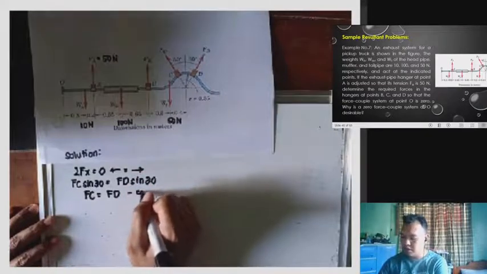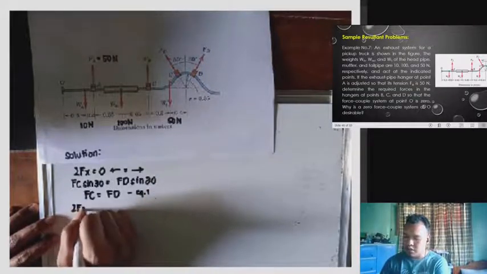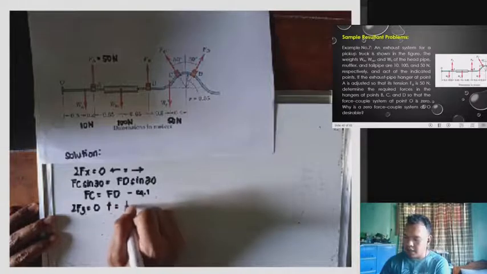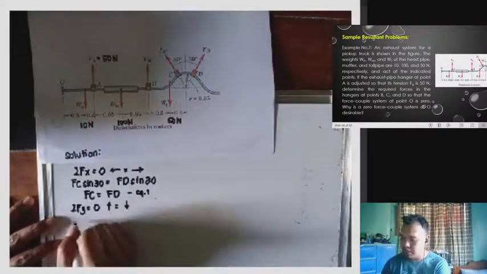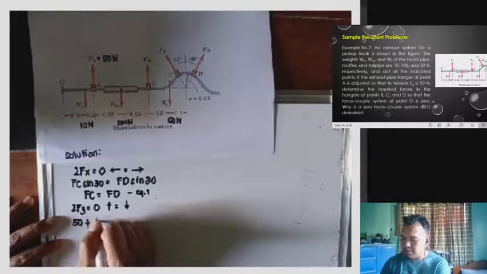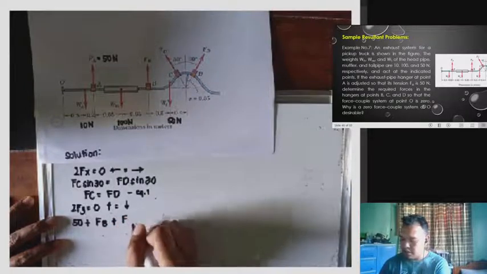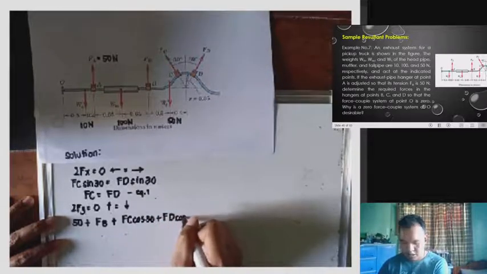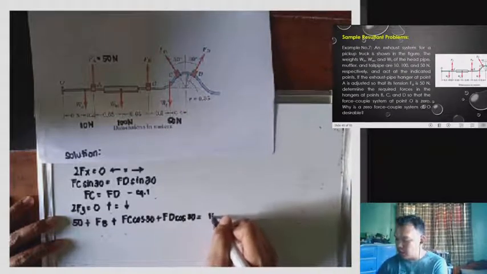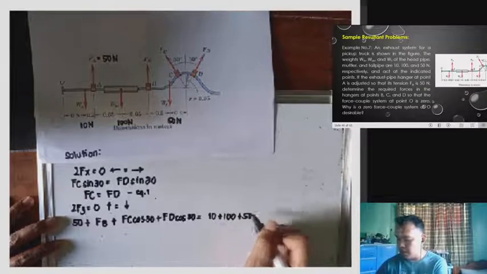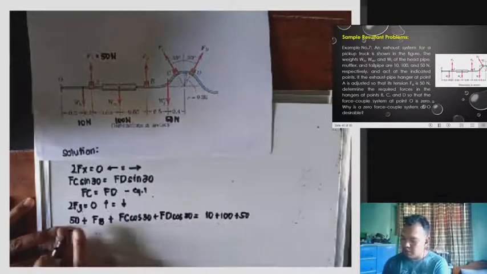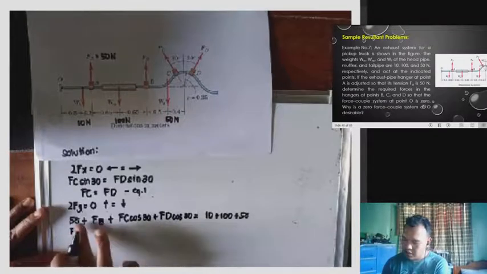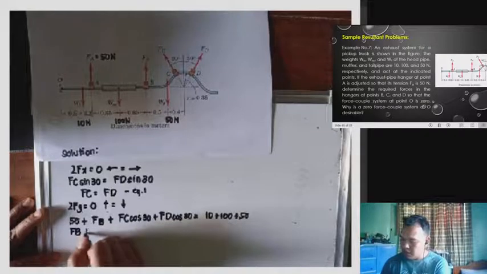So, we have here equation 1. Then, equation 2, we have here summation of forces y is equal to 0. So, up is equivalent kay down po. So, yung up, which is 50 plus FB plus FC cosine 30 plus FD cosine 30 equivalent kay downward 10 plus 100 plus 50. Therefore, pwede ko sabihin, tanggalin ko na yung 50 dito, 50 din to. So, FB plus FC and FD, di ba?